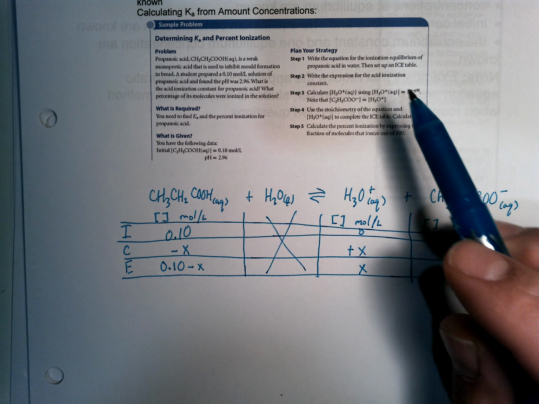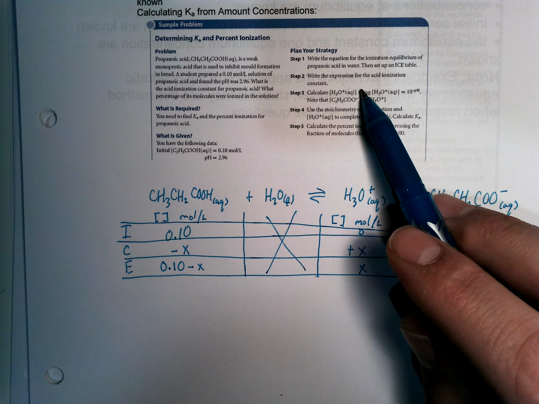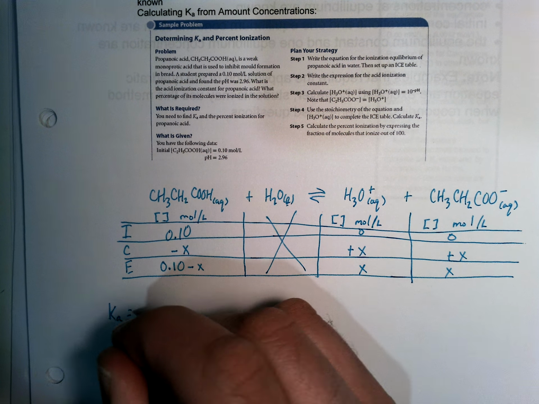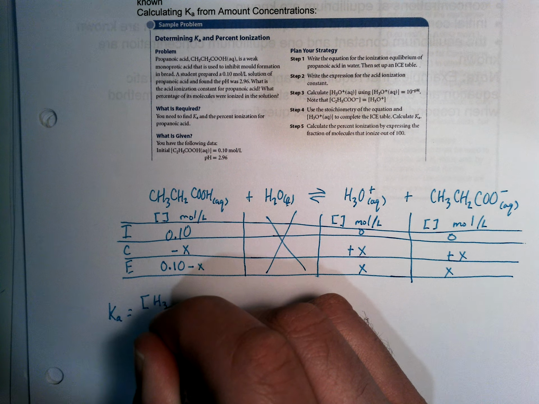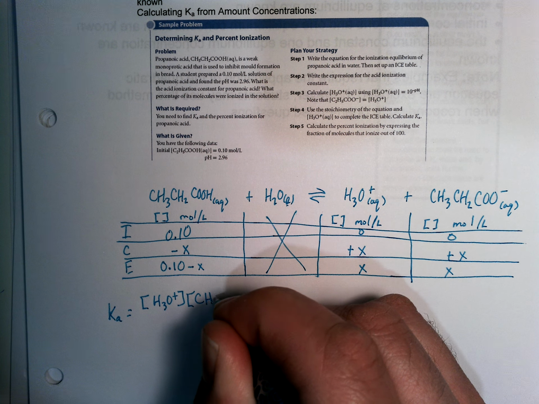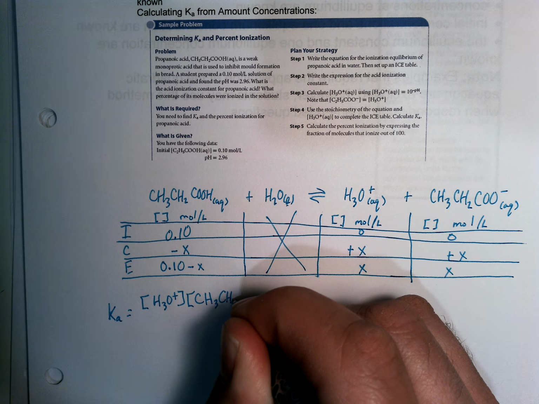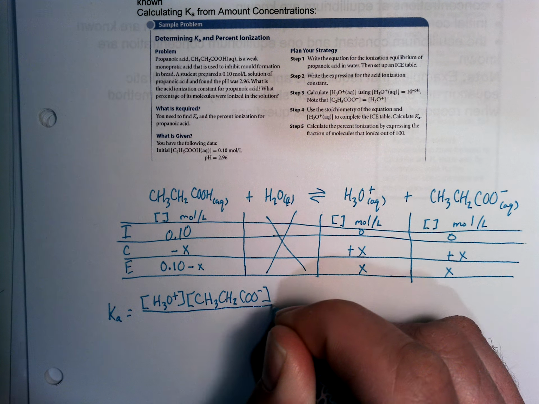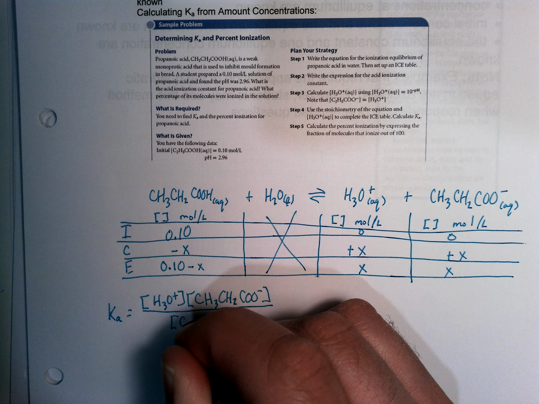Step 1 is done. Step 2, write the expression for the acid ionization constant. So Ka is equal to the concentration of hydronium times our conjugate base divided by our initial weak acid.